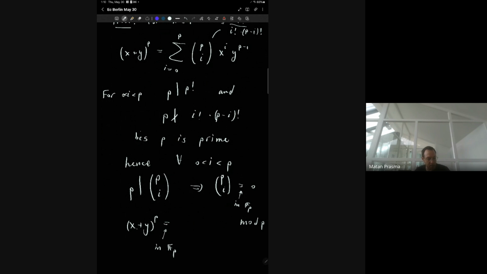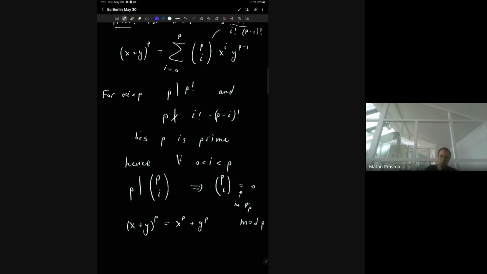So (x+y)^p becomes just the first term, that is x^p, plus the last term, y^p, right? The first term is when i is equal to 0, so technically the last term is x^p, and the first term is y^p, right?